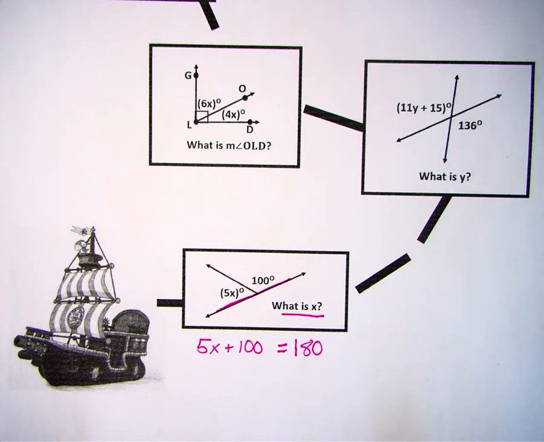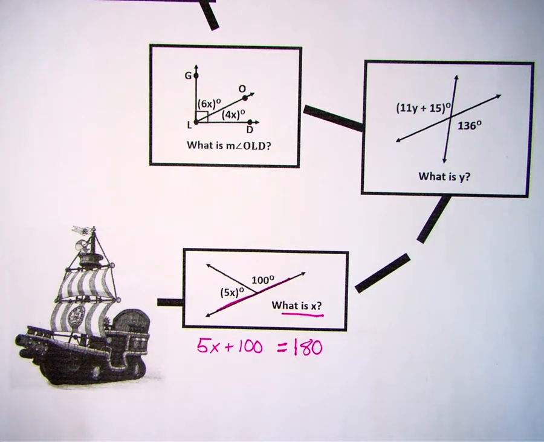Now this is a simple two-step equation. You should be able to rely back on your experience from 6th grade as to how to solve a two-step equation. First, you subtract 100 from both sides, then you'll divide your remaining solution by 5, and you'll get a value of x.